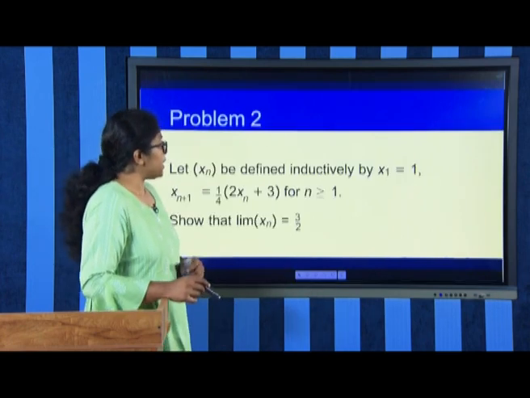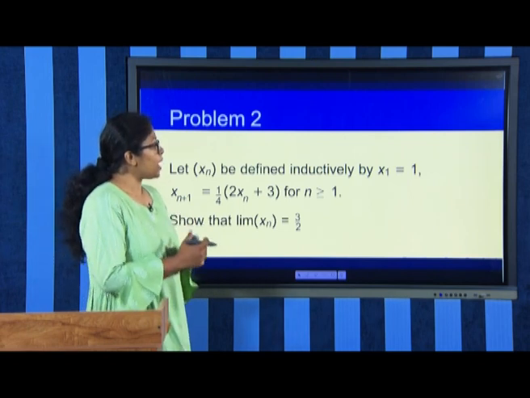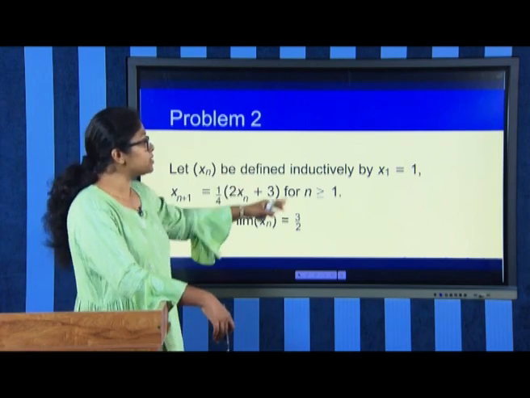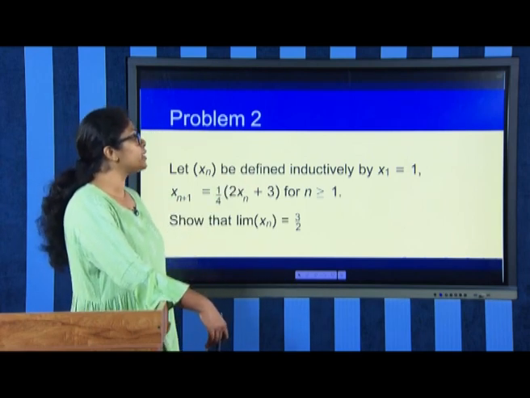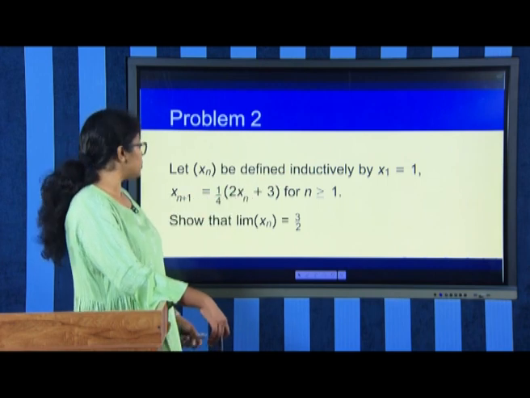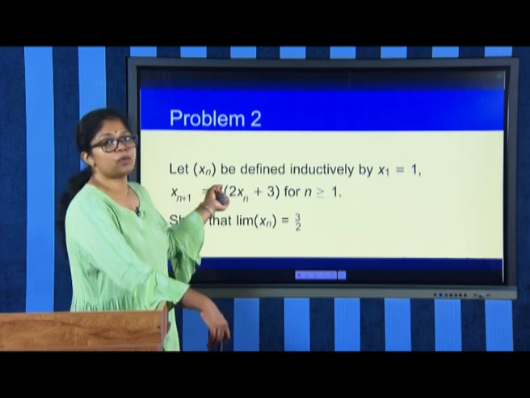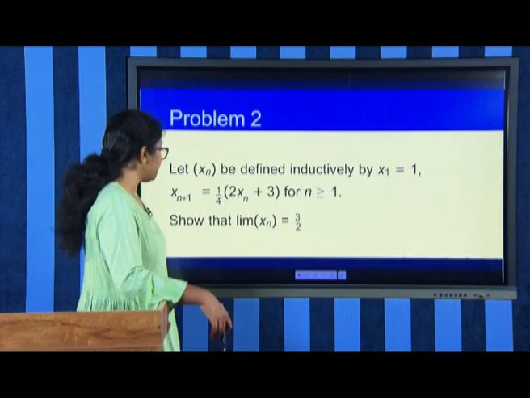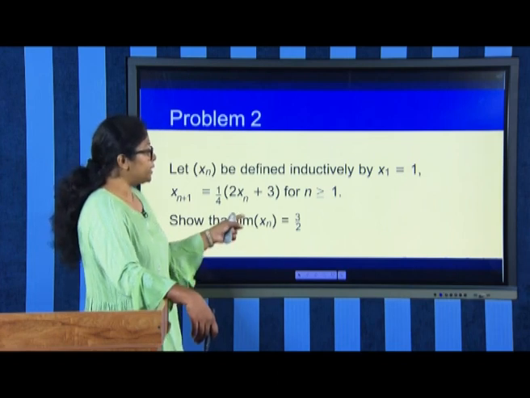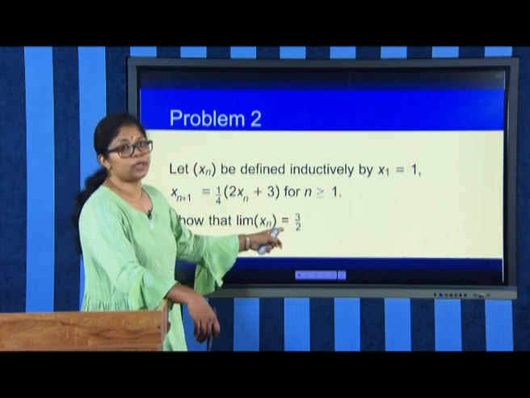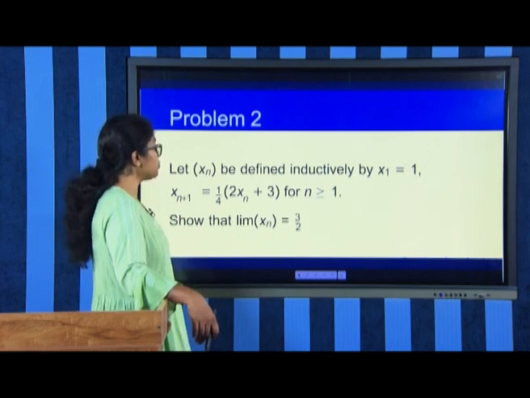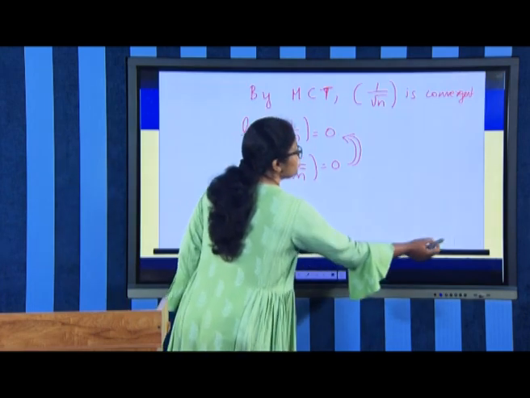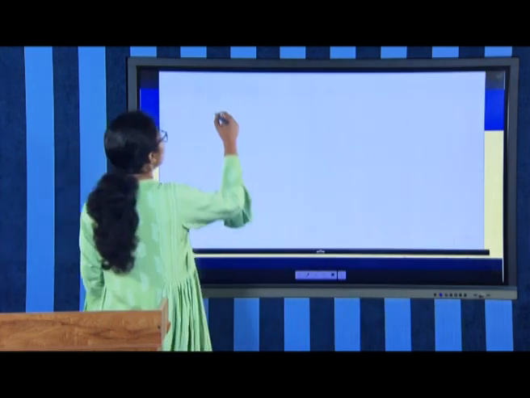The next question is, we are given a sequence xn which is recursively or inductively defined by x1 is equal to 1 and xn plus 1 is equal to 1 by 4 into (2 xn plus 3) for n greater than or equal to 1. We are asked to show that the limit of this sequence is equal to 3 by 2. So, we are given a recursive definition. Let us look at the proof, or look at the solution part.